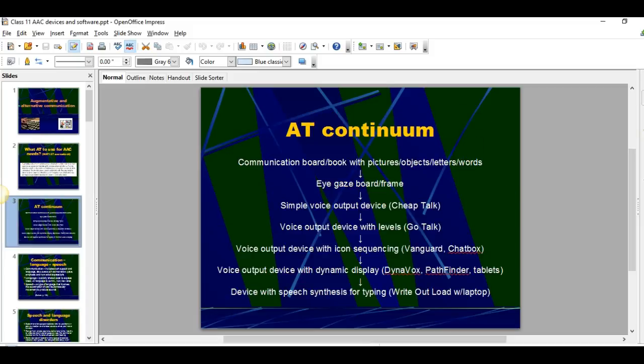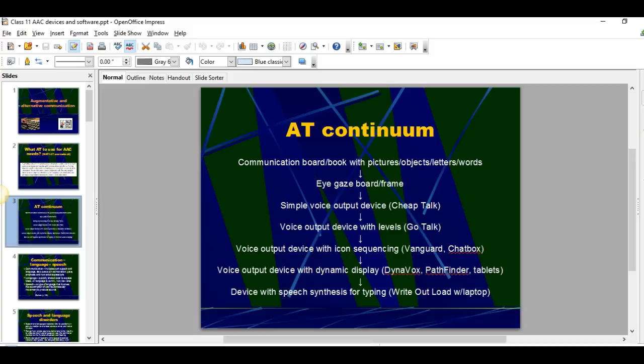So the most simple one is a communication board or communication book with pictures and object letters and words. Anyone can create their own. It's really easy to make. And then it gets more and more tech based. So the next higher tech device is eye gaze board or frame.